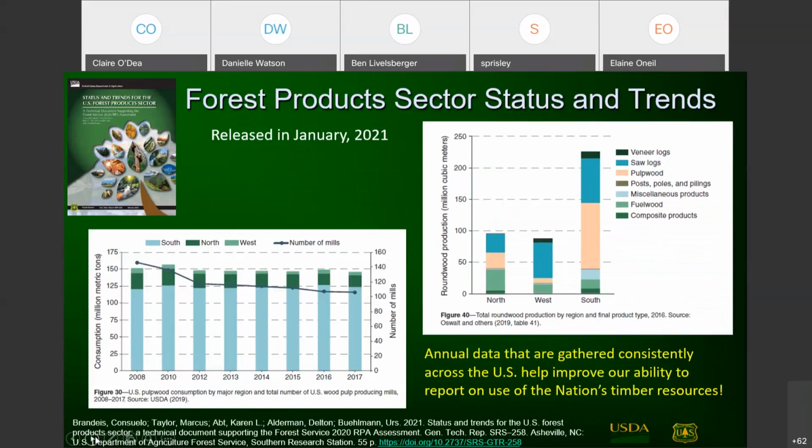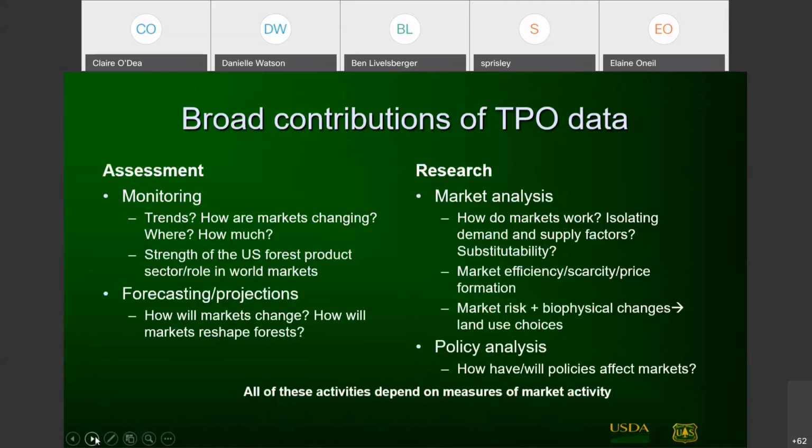I also want to highlight another RPA publication that was just released in January. This report provides status and trends for the U.S. forest products sector. Information from this publication is incorporated into our forest products modeling system, ensuring that our U.S. and global forest product markets and trade model input data match up in allocating production across RPA regions. Annual data that are gathered consistently across the U.S. improve our ability to report on the use of the nation's timber resources and ensure that Congress and the global community are correctly informed. But these are the broad categories of ways that TPO contributes to the RPA assessment.